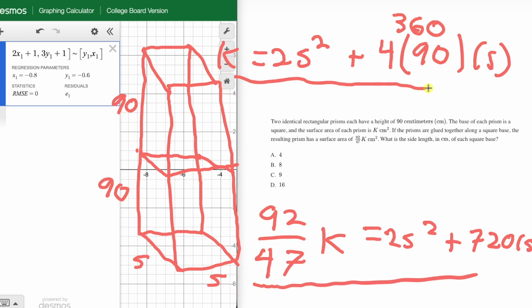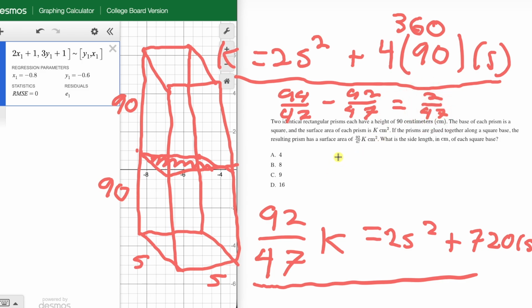And then our third equation that we need to solve for it is that we're basically told in the equation here that the resulting prism when they're glued together is 92/47, but it says earlier that one is k centimeters squared, so 2 rectangular prisms should have the surface area of 2k, not 92/47k. This means that the stuff canceled out, which is these two square things, have a surface area equal to the 2k, which is 94/47, minus the 92/47, and that is equal to 2/47.